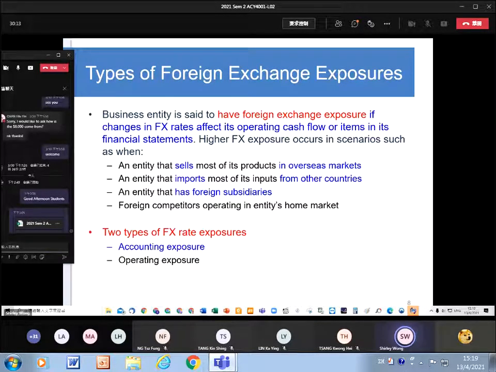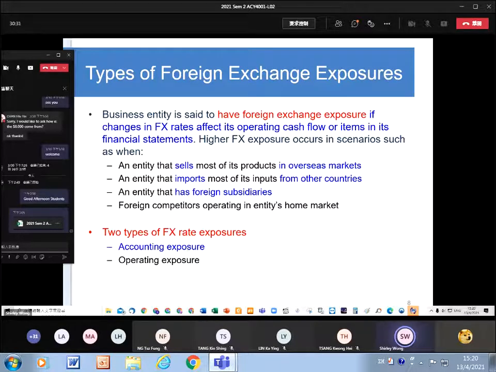Okay, so then we will say that there is a foreign exchange exposure. And for foreign exchange exposure, we will divide it into two types. One is called accounting exposure. The other is called operating exposure. As mentioned before, we will just focus on the accounting exposure.